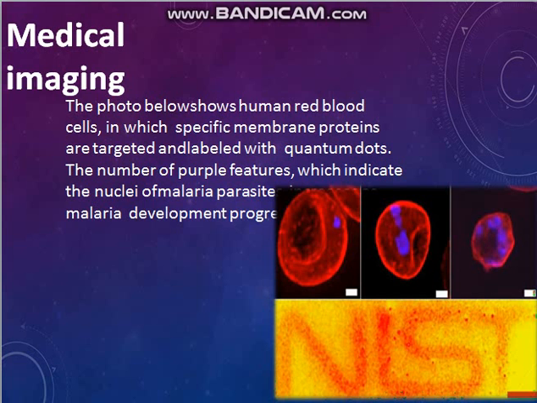Quantum dots can also be used in the medical field, for medical imaging. The photo shown here is nothing but human red blood cells, in which specific membrane properties are targeted. See this blue color light, labeled with a quantum dot. The number of purple features in this RBC, that is red blood cells, indicate the nuclei of the malaria parasite. That is, in the medical field, for medical imaging quantum dots can also be used.